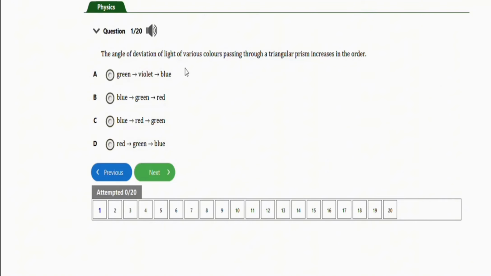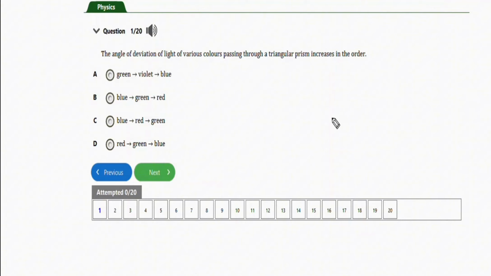through a triangular prism increases in the order. We have option A, green, violet, blue. No. We have blue, green, red. No. We have blue, red, green. No. We have red, green, blue. Correct. So option D is the right option here. Let me show you why it's option D.